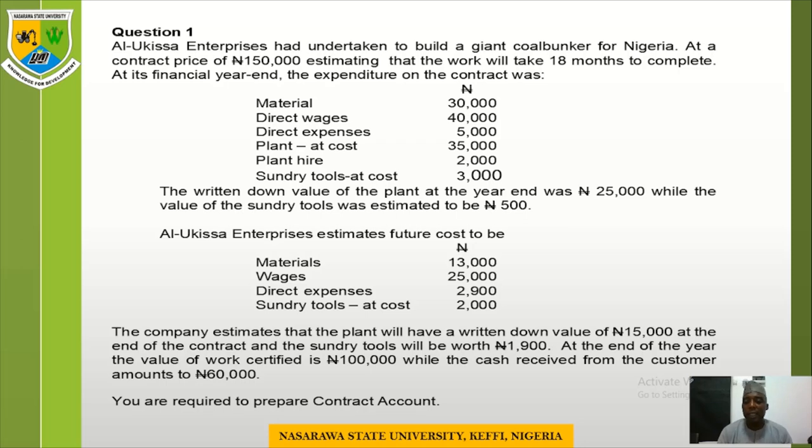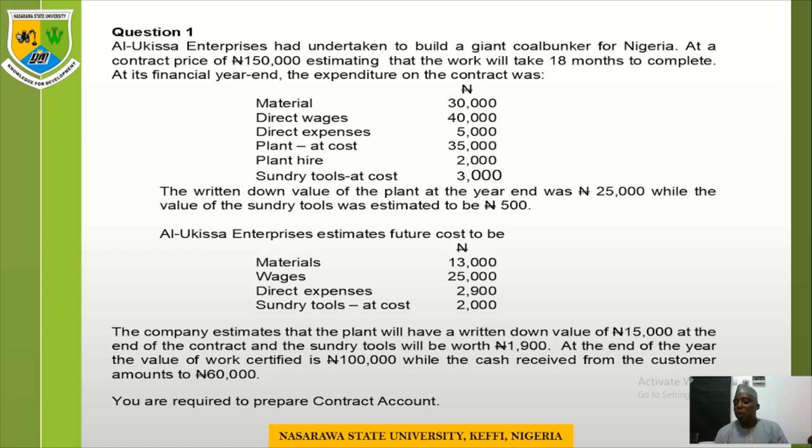Progress payment. Then what is left for us to do now is to calculate our attributable profit. Now that we have known our revenue to be 60,000 as cash or progress payment, and our total cost incurred during the course of work, if you add it, 30,000, 40,000, 5,000, 2,000, 10,000, 25, you will get 89,500 as cost incurred.